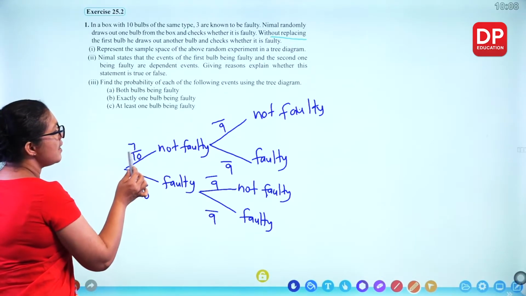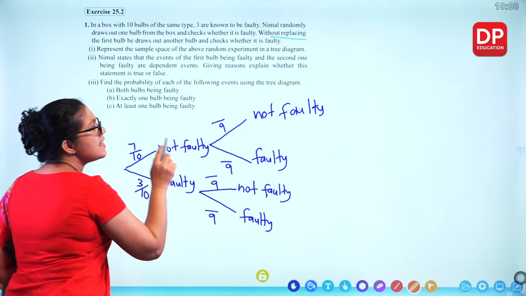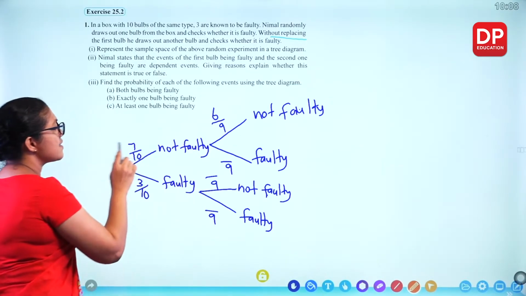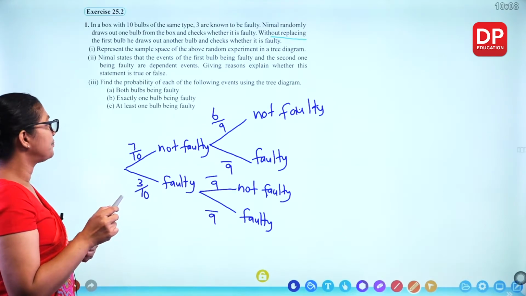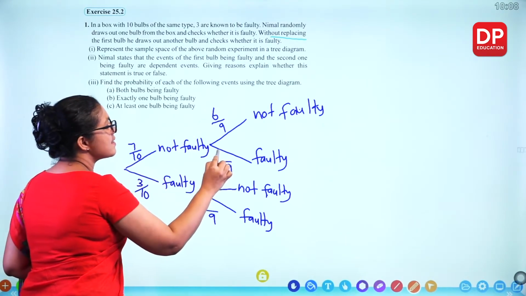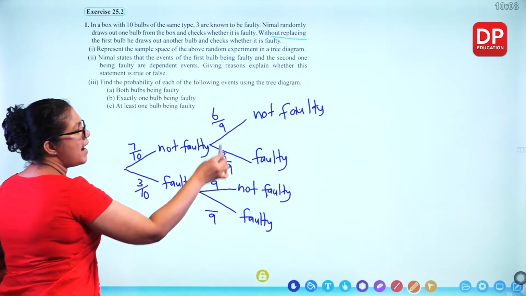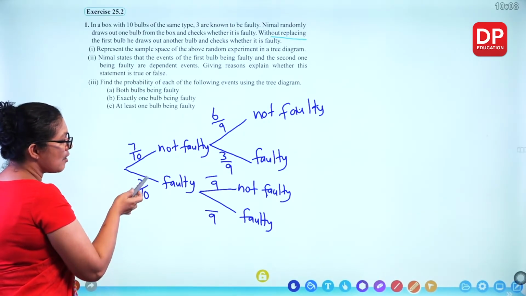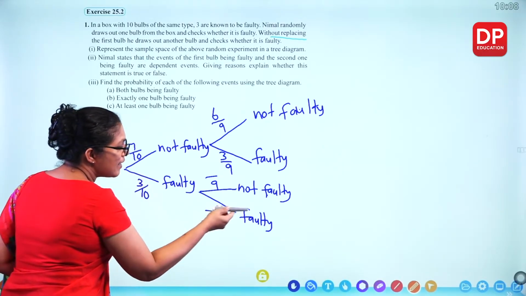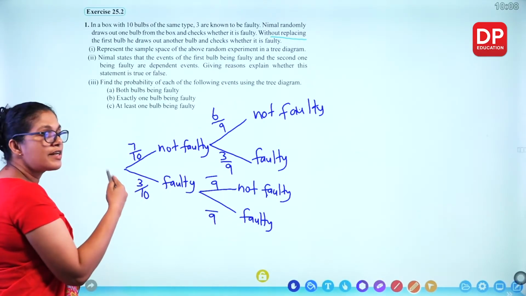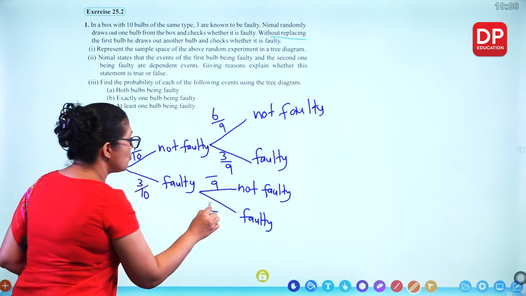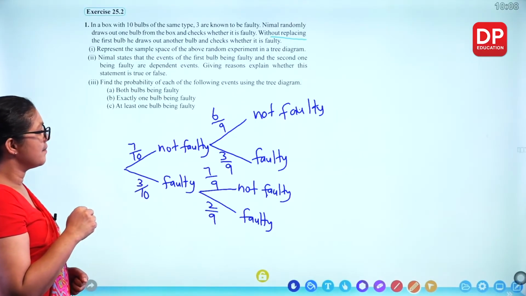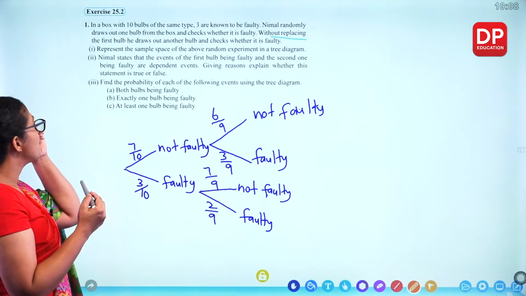Now we'll look at this one. Taken not faulty one. Taking another not faulty means we have to take 6 because already 1 taken. Then if this is 6, this becomes 3 because when you add these two, you are getting 1. This is 3 over 10, faulty one. So taking another faulty one, that means reducing by 1. So you get 2 here. That means this one is 7. So this is the full tree diagram.